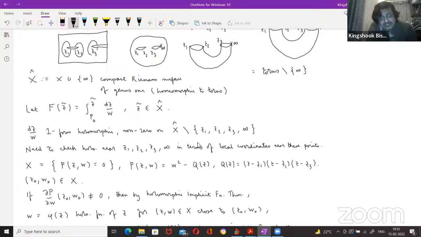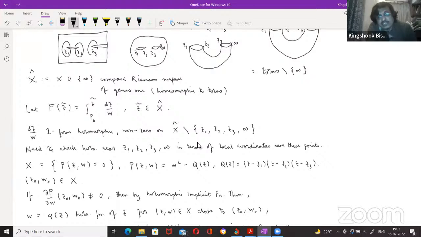Now on this elliptic curve, I want to consider the same abelian integral. So I look at f of z tilde is the integral dz over w. Okay. So now I look at this one form dz over w. This is a holomorphic one form, which is non-zero on x hat, this compact Riemann surface, this torus, minus these 4 points. So outside these 4 points, z1, z2, z3, and infinity, this one form is holomorphic and non-zero. Okay. So what I want to say is that this extends to a holomorphic one form on the whole compact Riemann surface. So I need to check that this dz over w is a holomorphic one form at the points z1, z2, z3, and infinity.